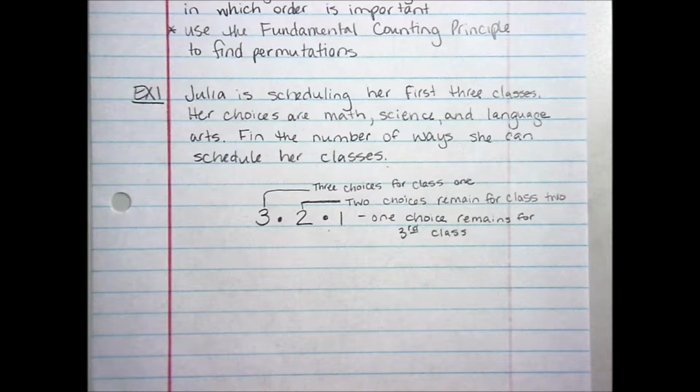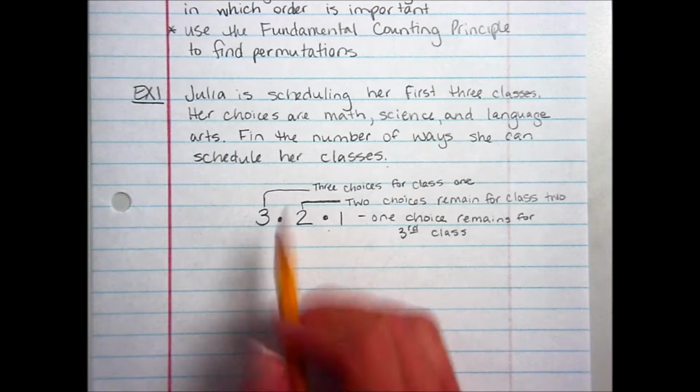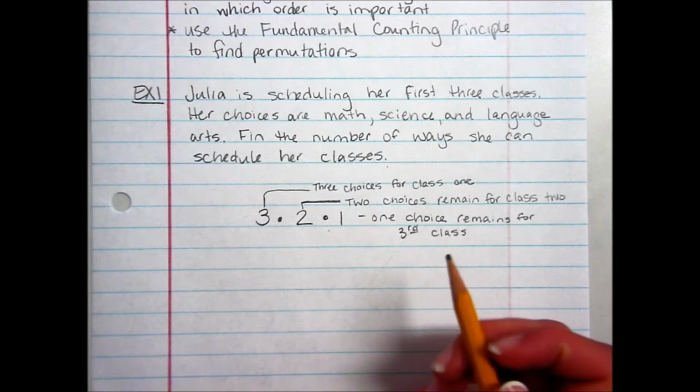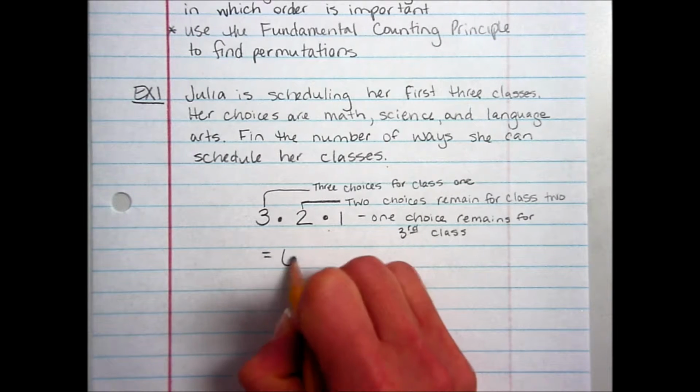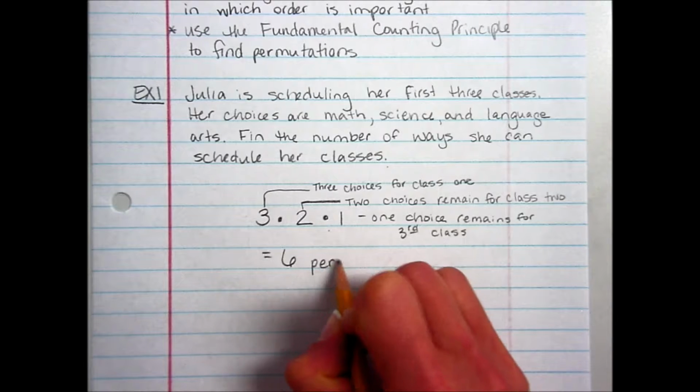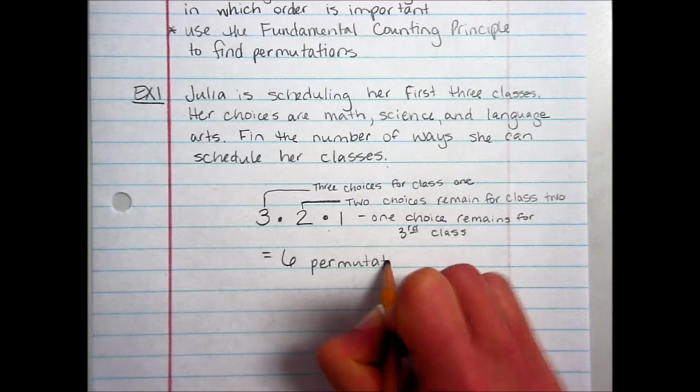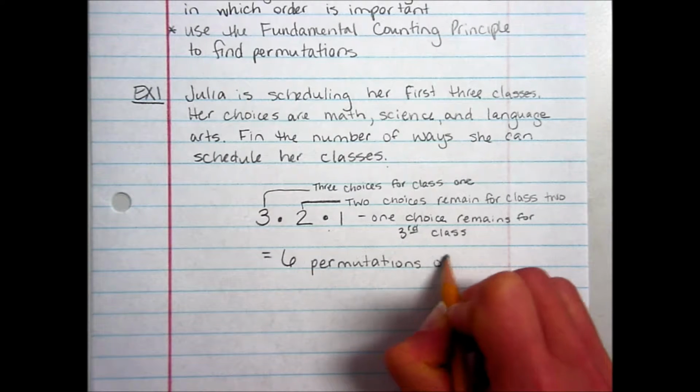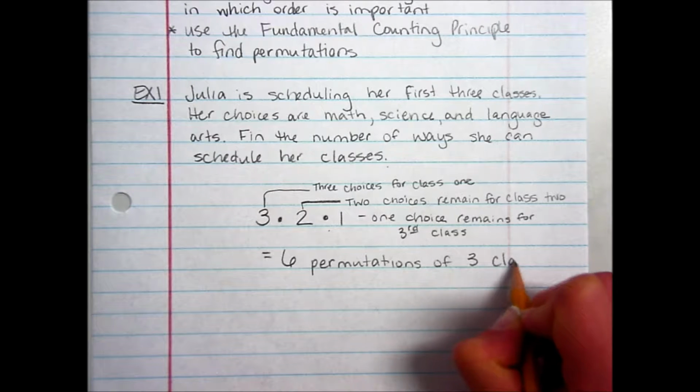So then to find the total number of arrangements that could possibly happen, we just multiply it all together. 3 times 2 times 1. So that will equal 6 permutations of the 3 classes.